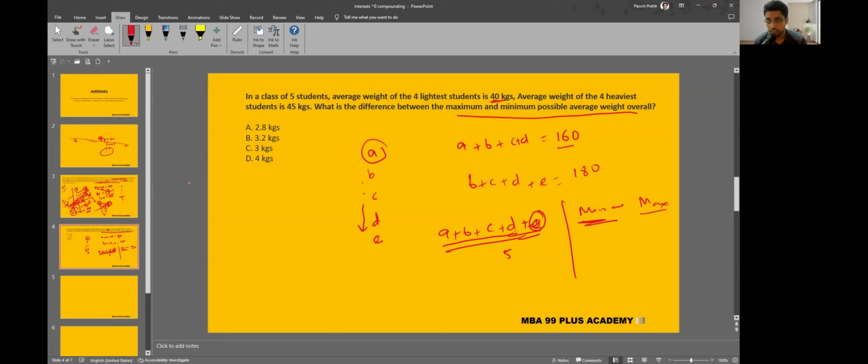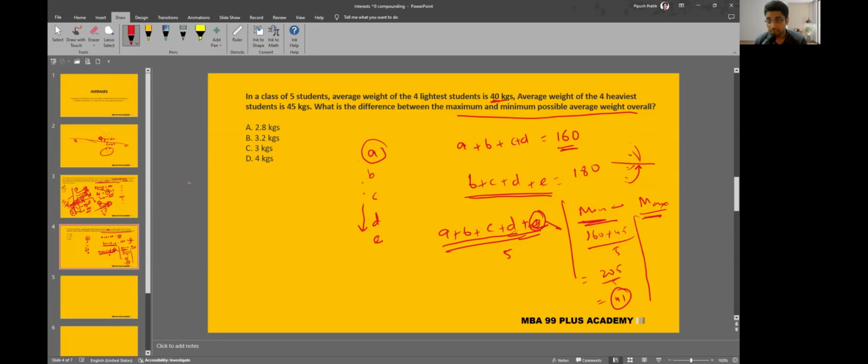So for E to be minimum, now again consider this: B, C, D and E are in increasing order, and there will be a certain average. For E to be minimum, I want everything to be equal to the average. So for the minimum value, it will just be 45. E will be 45, and we know A plus B plus C plus D already. So that will be 160 plus 45 divided by 5, which will be 205 by 5, which is 41.